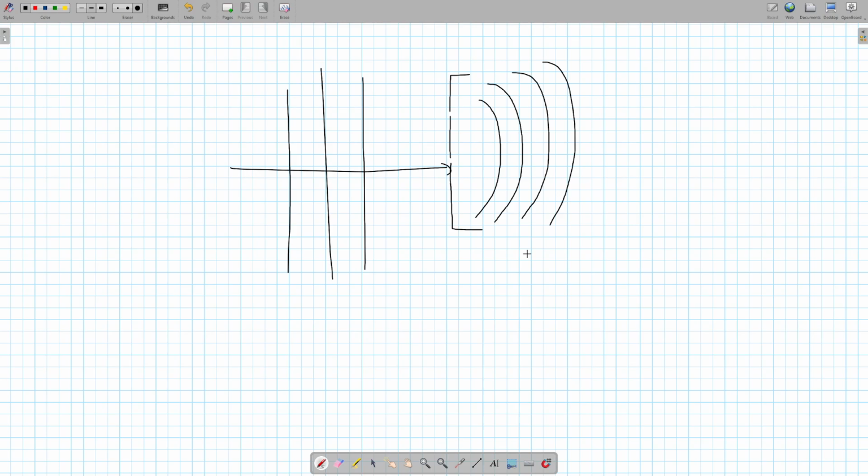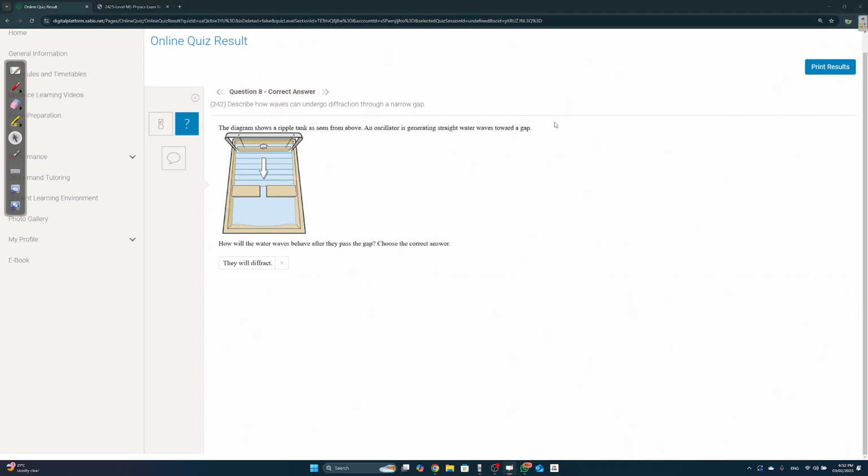You need to know that light behaves both as a wave and as a particle. Okay? So light actually obeys diffraction. You just need to know that in case it comes in a multiple. So when you have any hole or gap, when you have a wave, it's going to diffract. Okay?